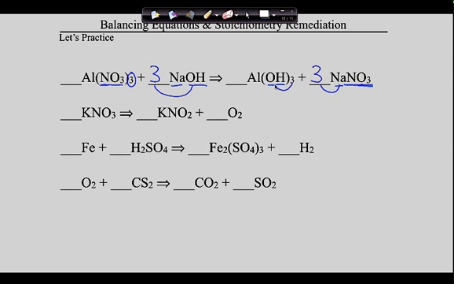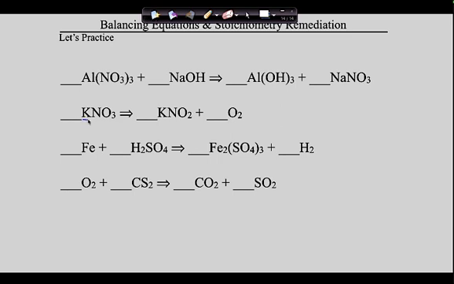Now looking at our second example, you'll see that we've got 1 potassium and 1 potassium, so that balances. Now again, here we have NO3. And so in the previous example, we were able to balance the NO3s rather than the nitrogens and the oxygens. But you'll notice in the second example, the NO3 does not stay together. It breaks apart and becomes NO2. As a result, we cannot balance the NO3s, we have to balance the nitrogens and the oxygens.